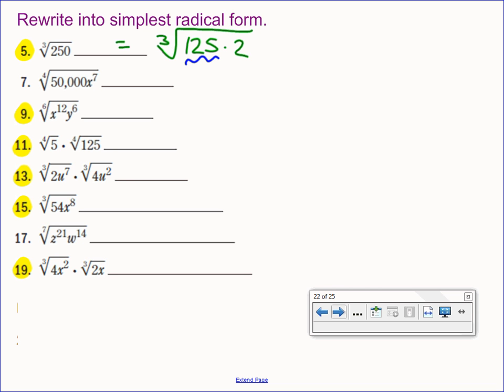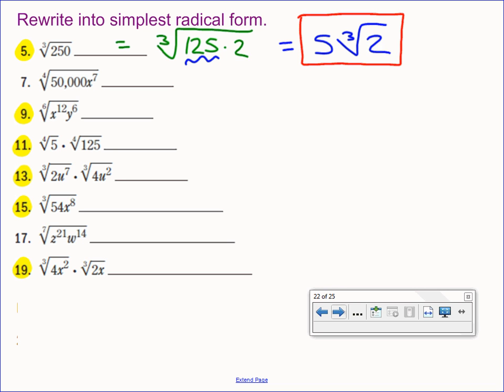That underlined blue is going to come out as an integer. What's the cube root of 125? Carson, you? 5. 5, thank you. And I still have the cube root of 2, and that won't simplify. And so my final answer is 5 cube root 2. Good job.